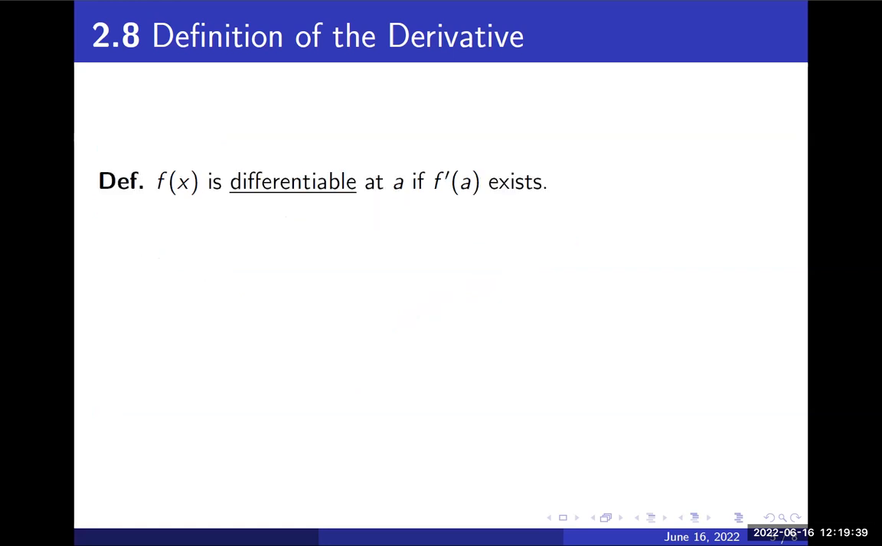Let's move on. This is related to that conversation. f of x is said to be differentiable at a if f prime of a exists. So we use this word differentiable. I'm not really sure why we use the word differentiable if the derivative exists. You would think we would use the word derivable, right? Derivative means it can be derived, but we don't use the word derivable. We use the word differentiable. All that means is the derivative at that value a does exist.